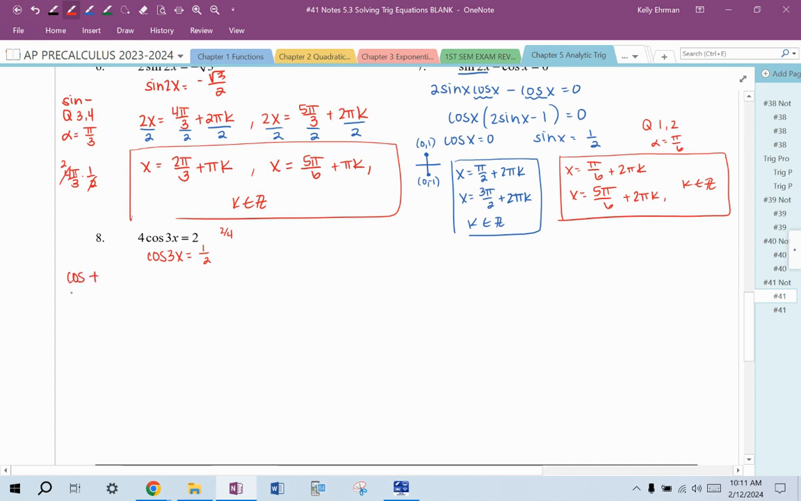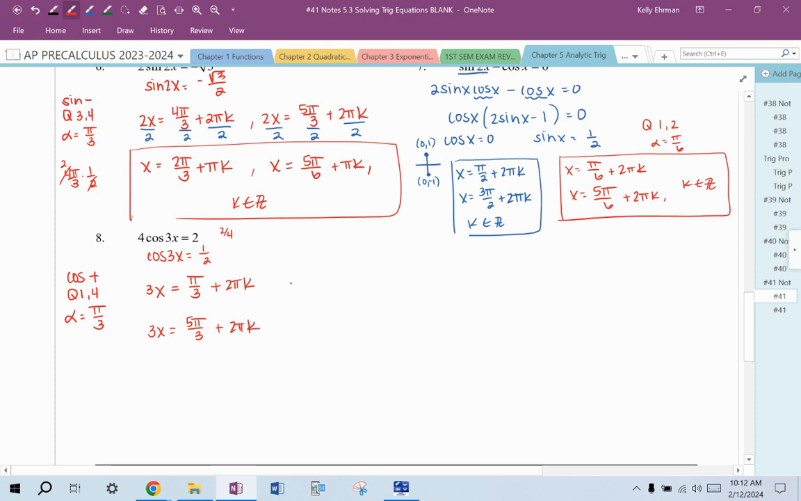Cosine is positive in quadrants 1 and 4. The reference angle that makes cosine equal to 1/2 is pi over 3. And then we say, okay, 3x needs to equal pi over 3. Sorry, I'm distracted over here. And 3x needs to equal 5 pi over 3. And we add 2 pi k to both of those.